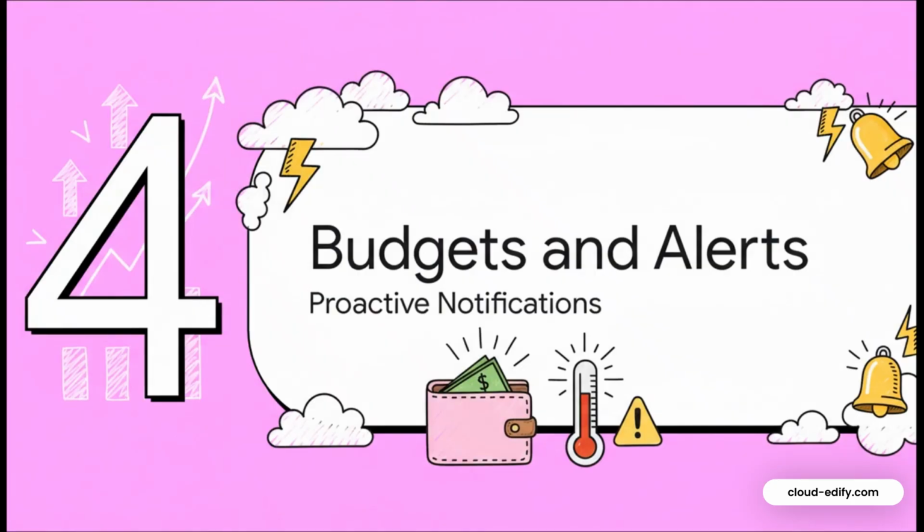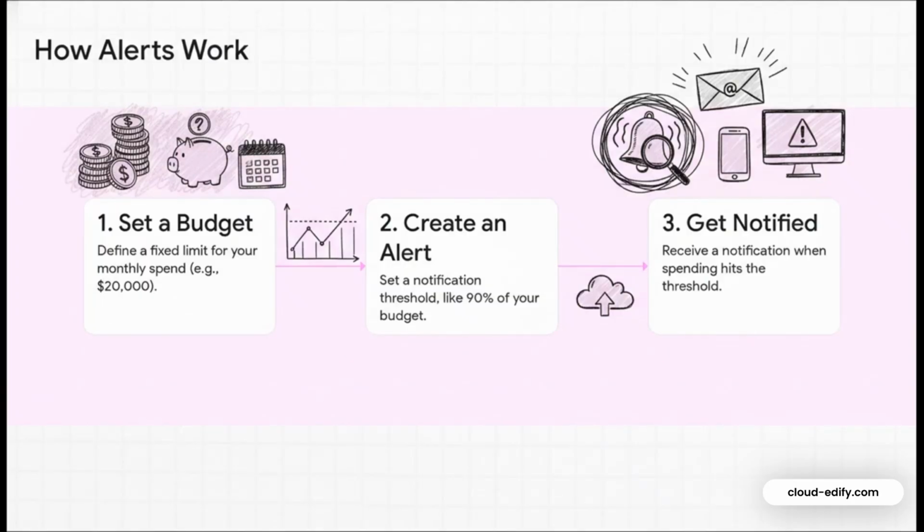Okay, so having a budget is great, but what you really need is to know when you're getting close to its limit before you actually cross it. This is where the whole budget system turns into a proactive notification tool, and that's precisely what alerts are all about. And the process is incredibly simple. Let's just walk through this example together. First, you set a monthly budget. Let's say it's $20,000. Then you create an alert rule to ping you when you hit 90% of that. So as soon as your spending reaches $18,000, boom, you get an email. It's timely information, not a nasty surprise at the end of the month.